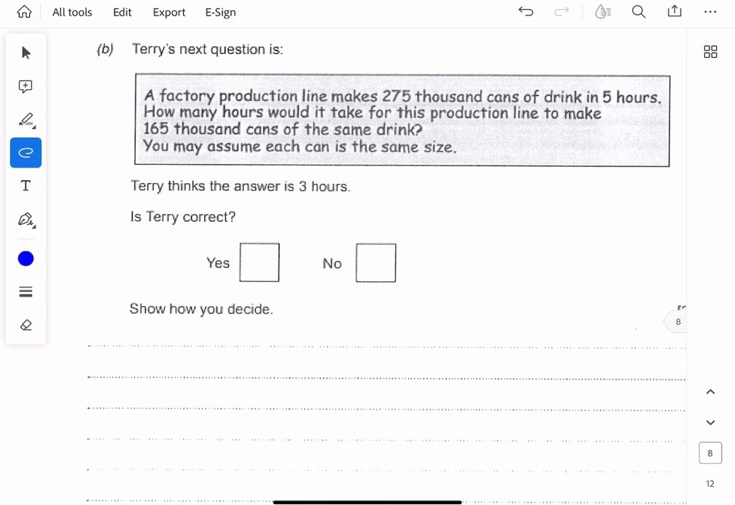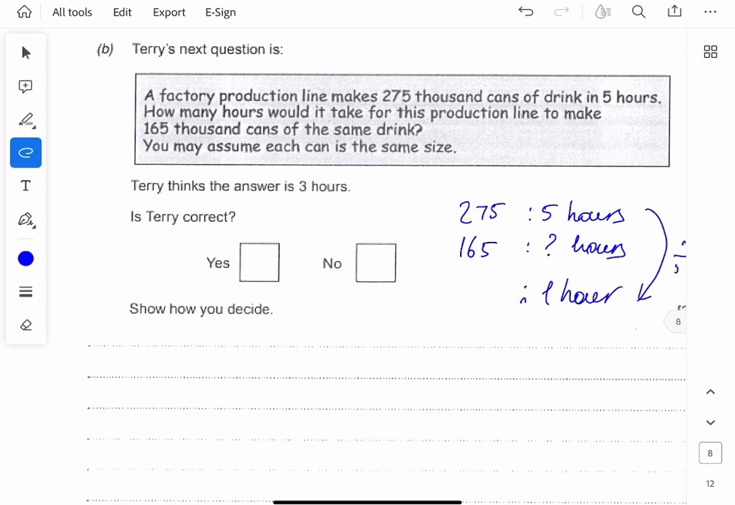Okay, let's look at the next question. A factory production line makes 275,000 cans of drink in 5 hours. So you can omit the word thousand, just write 275,000 to 5 hours. And we need to work out how many hours it takes to make 165,000. Okay, so that is direct proportion. The more time you have, the more cans you make.